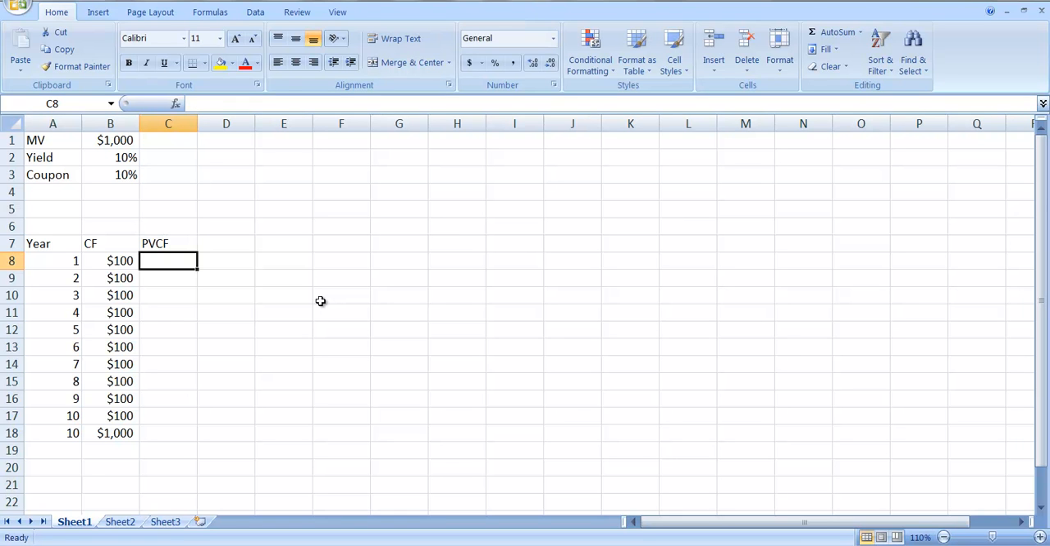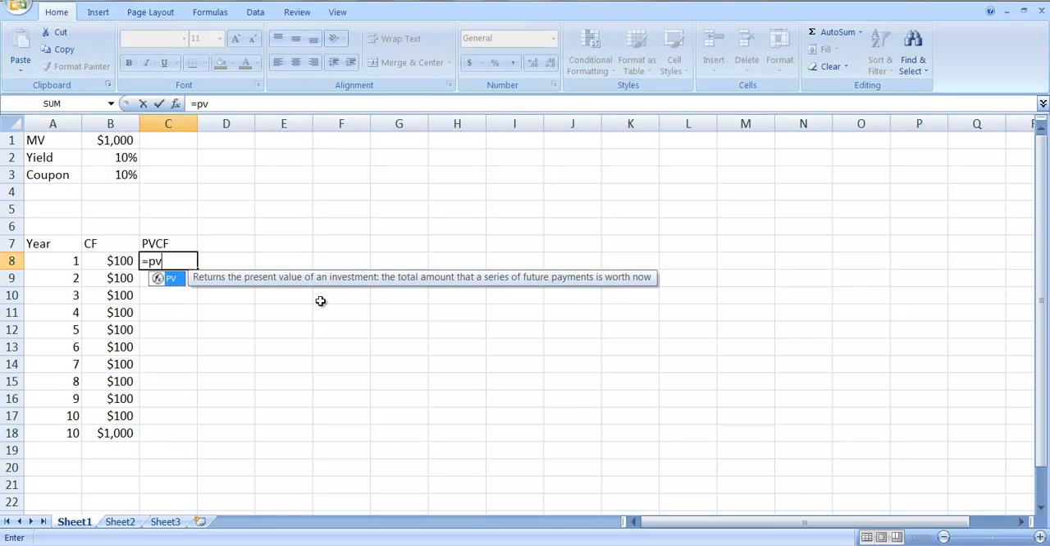Now, we could divide by 1.10 squared, but it's probably easier just to use one of the Excel functions. And there's an Excel function that looks just like the financial calculator. It's PV, and you'll notice that underneath it tells you in what order to put the information. So the first thing it wants is the rate. The interest rate is in cell B2, and I'm going to put a dollar sign in because when I copy it down, I don't want anything to change.